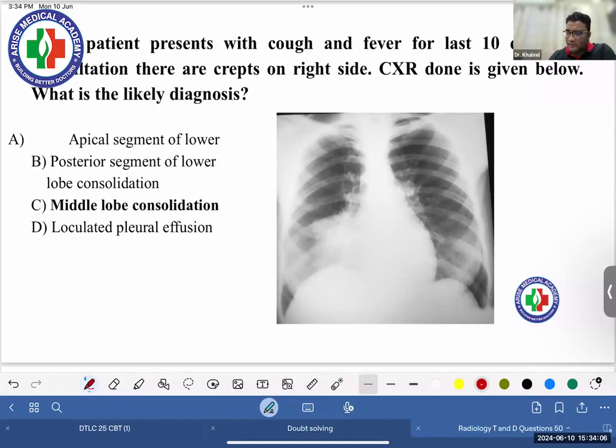Now, a patient presents with cough and fever for the last 10 days. So cough and fever, so an infective nature is there. Auscultation on the right side, crepts are heard, X-ray is given. What is the likely diagnosis? On X-ray, when I compare the lung fields bilaterally symmetrically, I know the pathology is on the right, right lower zone probably. Now, if I look at the right lower zone, what are the options here? Lower lobe consolidation, apical segment of lower lobe, posterior segment of lower lobe, or middle lobe. So I have to look at whether the heart shadow is shown or not. If the heart border is not shown, right?